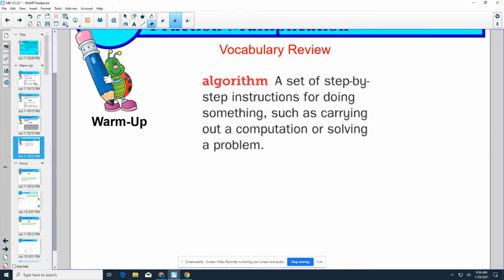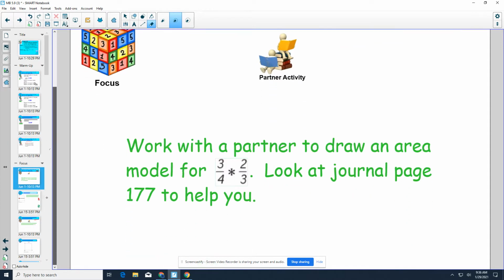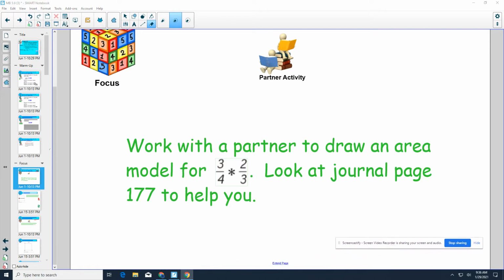So then an algorithm is a set of step-by-step instructions for doing something such as carrying out a computation or solving a problem. Now, work with a partner to draw an area model for 3/4 times 2/3. Look at the journal, page 177, to help you. So we did this in previous lessons. You may not have a partner, so just pause the video and do it on paper.